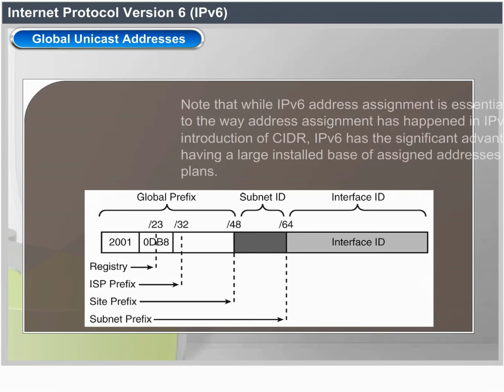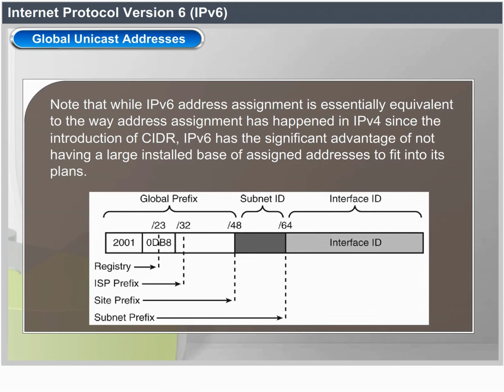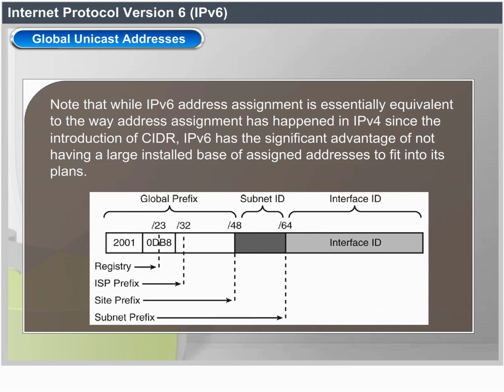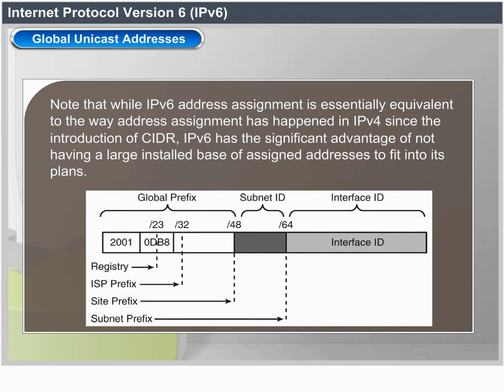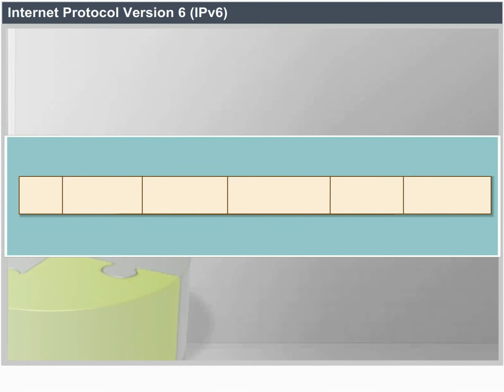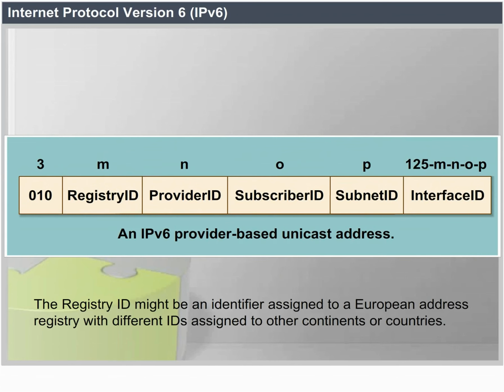Note that while IPv6 address assignment is essentially equivalent to the way address assignment has happened in IPv4 since the introduction of CIDR, IPv6 has the significant advantage of not having a large installed base of assigned addresses to fit into its plans. Figure: an IPv6 provider-based unicast address. The registry ID might be an identifier assigned to a European address registry, with different IDs assigned to other continents or countries.